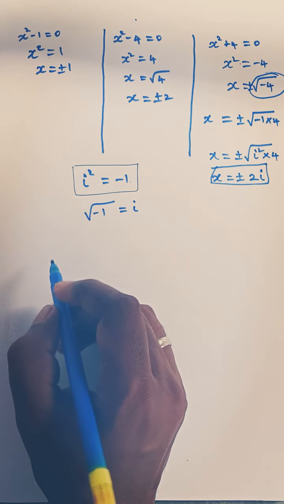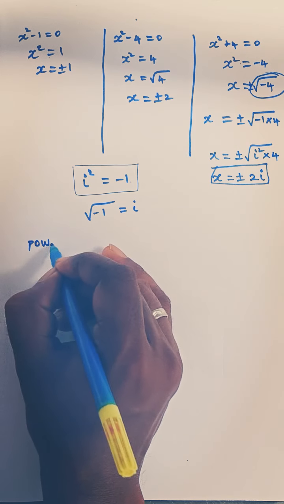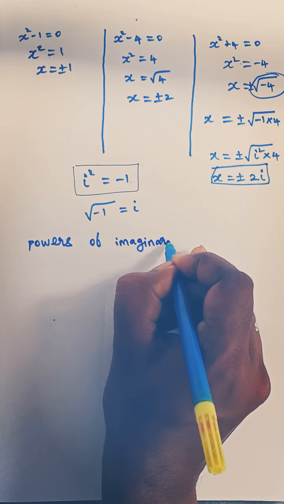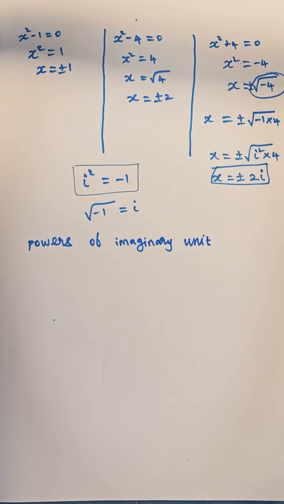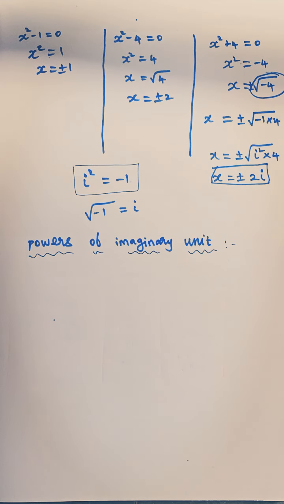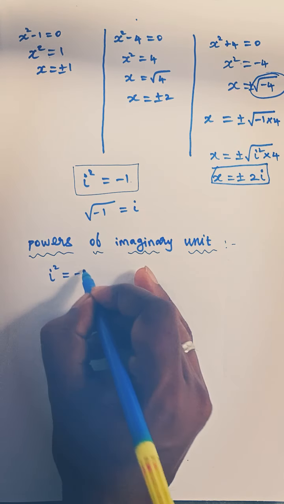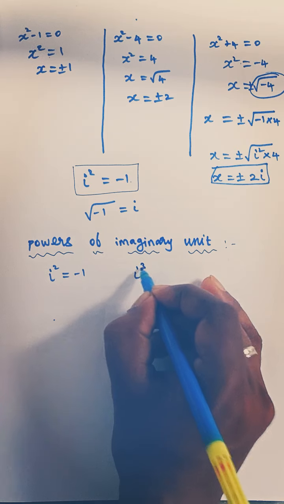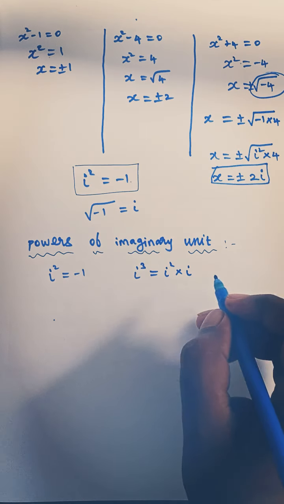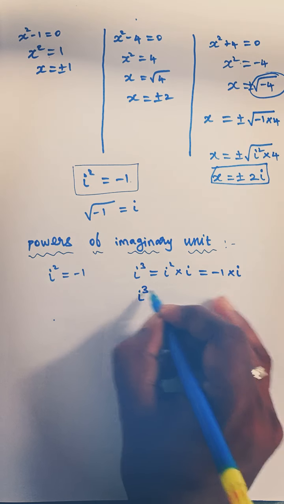So powers of imaginary unit. Next topic, powers of imaginary unit. What are the powers of the imaginary unit? First, i square equal to minus 1. i cube equal to i square into i, so equal to minus 1 into i. Then i cube value equal to minus i.